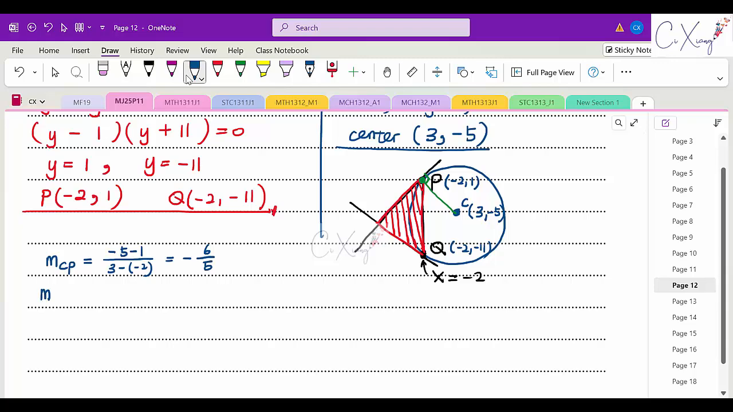And then what's the gradient of the tangent line? Because we know that the gradient of the tangent and also the line of CP, they are perpendicular to each other. So the gradient of tangent multiplied with the gradient of CP should be equals to negative 1. So by using this property, you know that the gradient of tangent should be 5 over 6. Okay? After that, you can form the equation of tangent at point P.